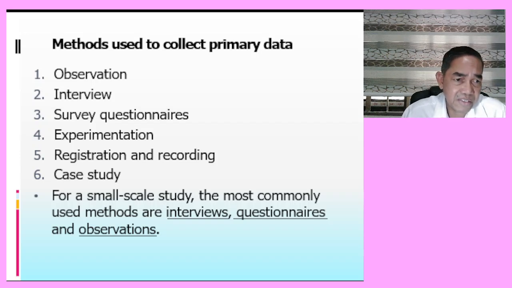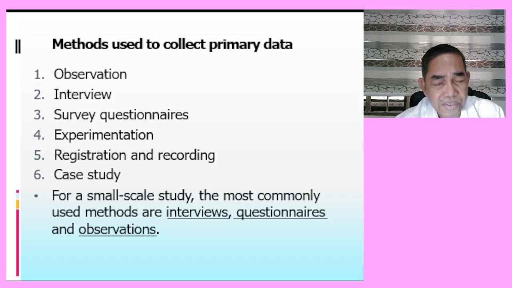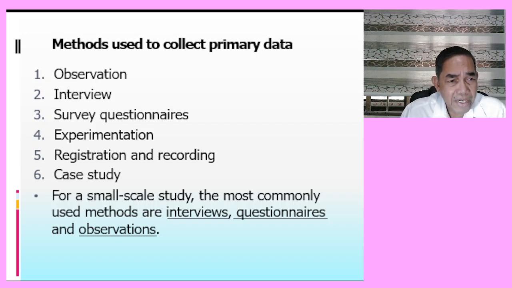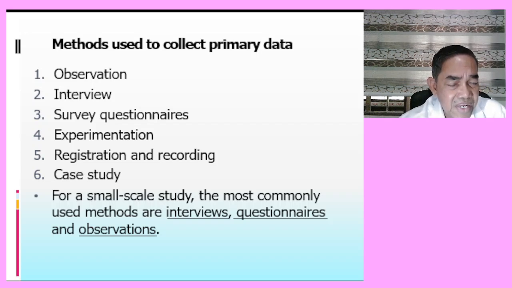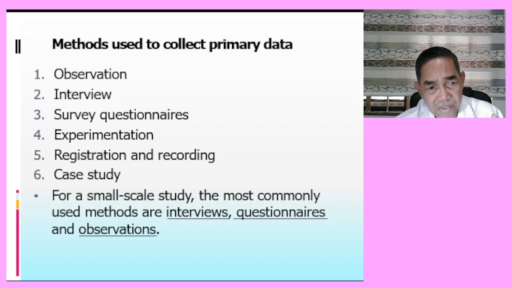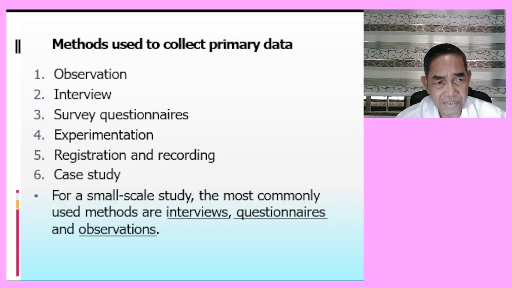So these are the 6 different ways of collecting primary data: observation, interview, survey questionnaire, experimentation, registration and recording, and case study. We will give more emphasis in our discussion on the first 3. The number 4, we won't discuss this anymore. And then even the number 5, we won't discuss this anymore because this is not really part of what we will discuss to you. And then just a little information on registration and recording.